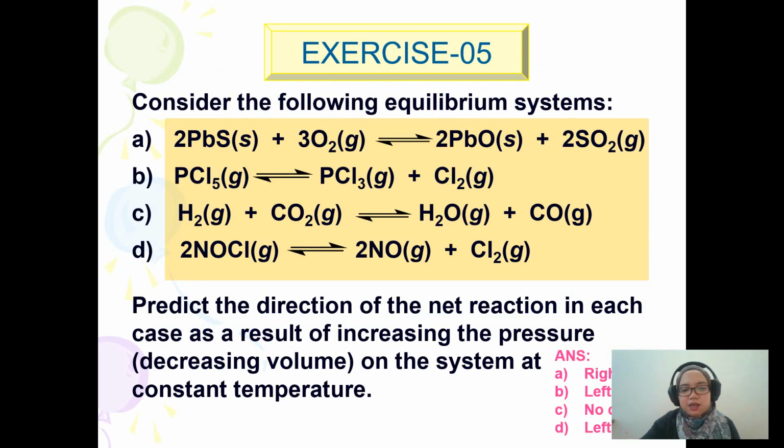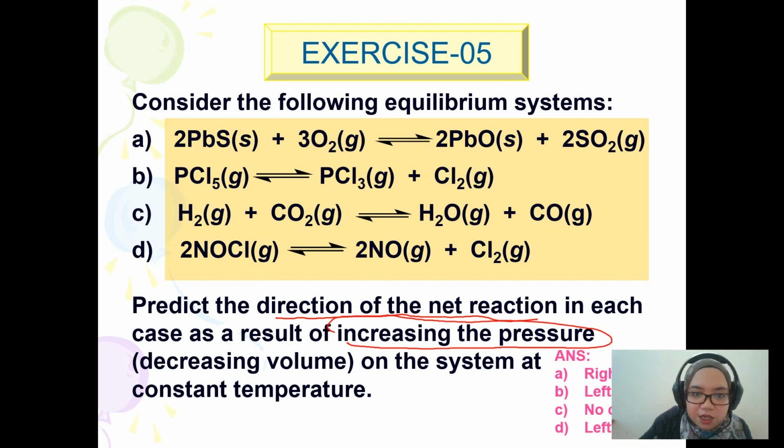Okay, so let's look at the exercise here. Consider the following equilibrium system. Predict the direction of the net reaction in each case as a result of increasing the pressure. So, increasing the pressure on the system at constant temperature. So, we count the number of moles of gas first. Whenever we see pressure, we count the number of moles of gas.